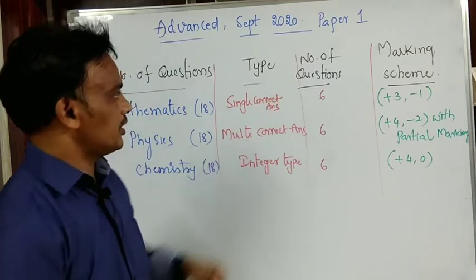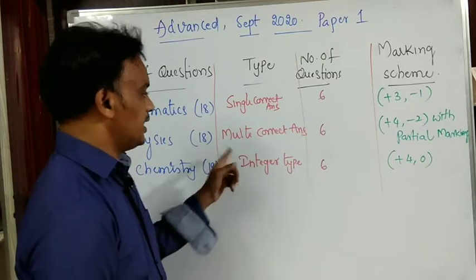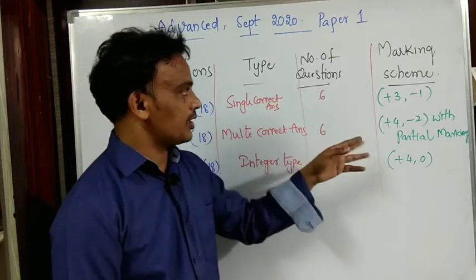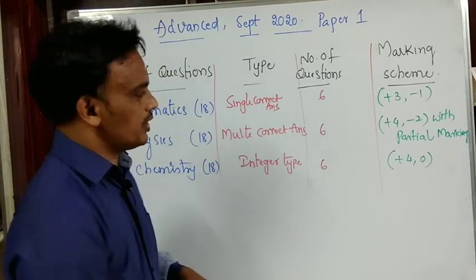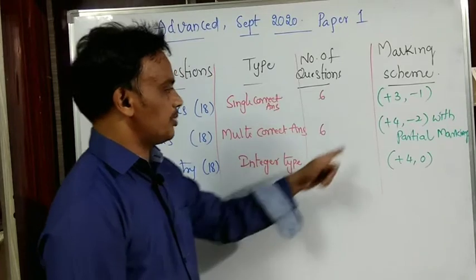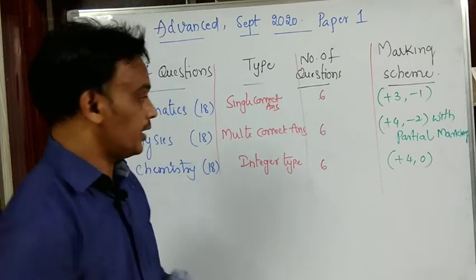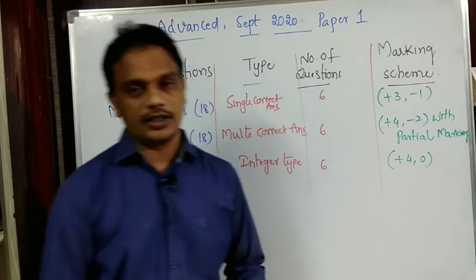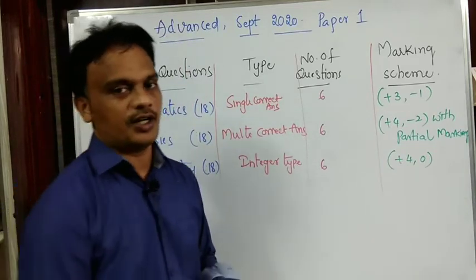For each subject, there are 6 single answer type questions, 6 multi answer correct type questions, and 6 integer type questions. The marking scheme is like this: for single answer type, plus 3 for a correct answer and minus 1 for a wrong answer. For multi answer type questions, plus 4 and minus 2, and there is partial marking. For integer type questions, there are no negative marks; only if correct you will get plus 4 marks. So this is about the strategy of this year's advanced paper.